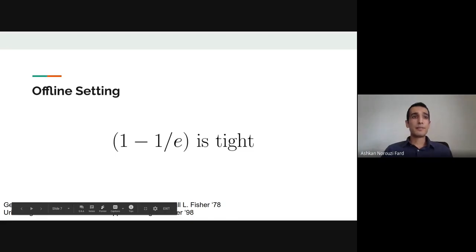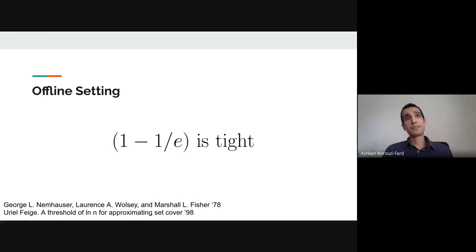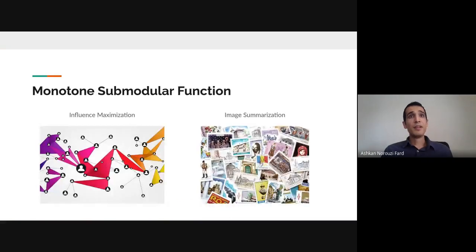Okay. This problem has been studied in the offline setting since the 70s, and it's known that 1 minus 1 over e is tight. A line of research has been dedicated to this problem in the machine learning community as well, due to its various applications, for example, influence maximization, image summarization, document summarization, and so on.